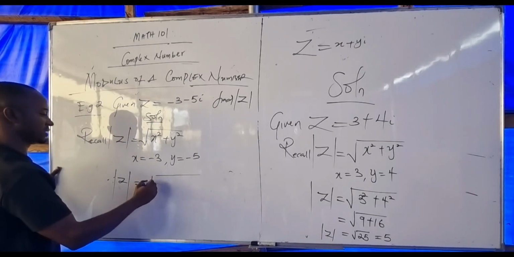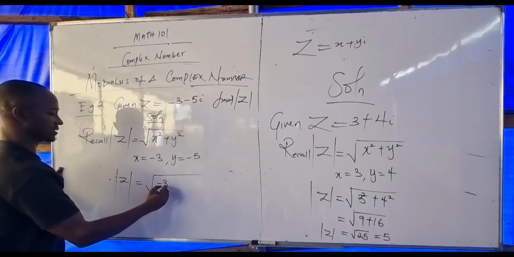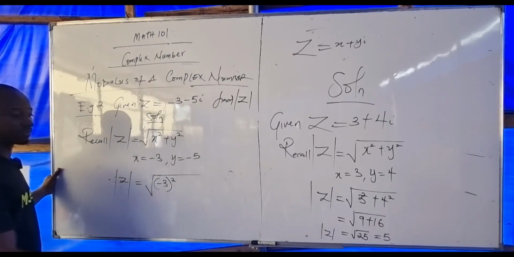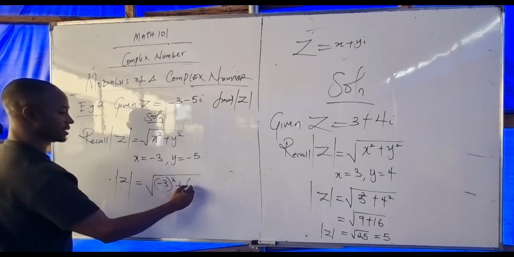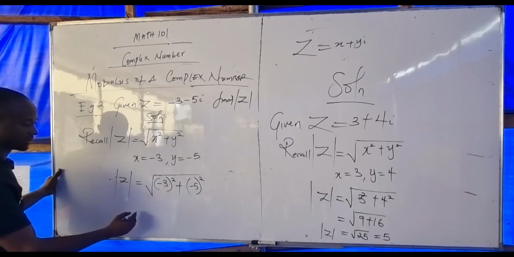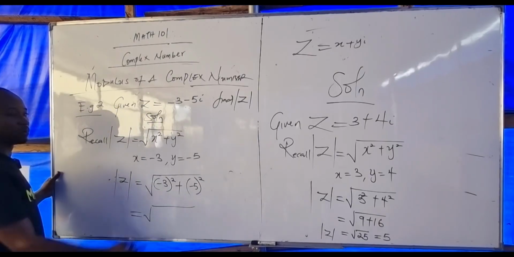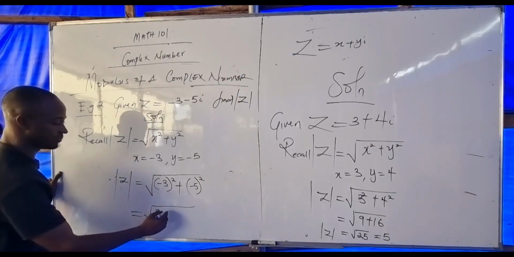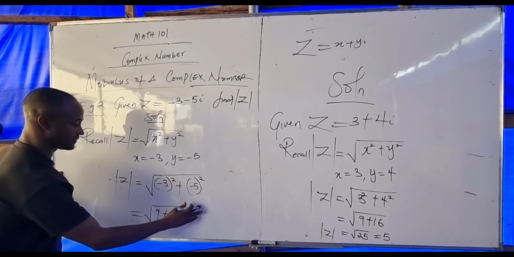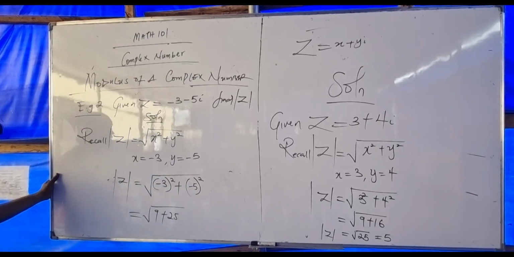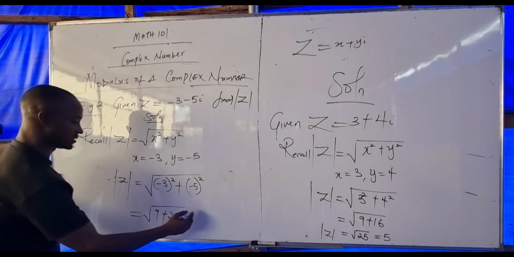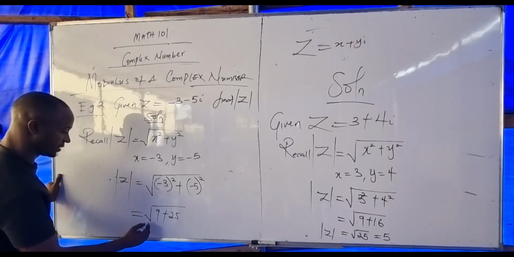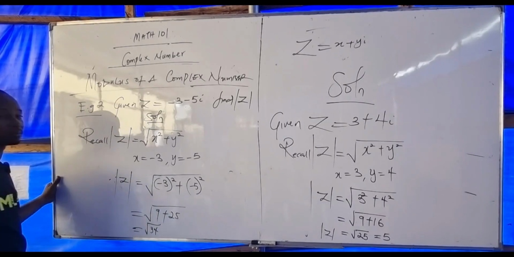Square root of what? Yeah? Minus 3 all squared, plus, what's our y? Minus 5 all squared. So this will give us what? Yeah? What's root of what square of minus 3? 9. Hope your y is 9. Okay, plus 25. Are you there? So that will give us what? 30 what? Root of what? 34.